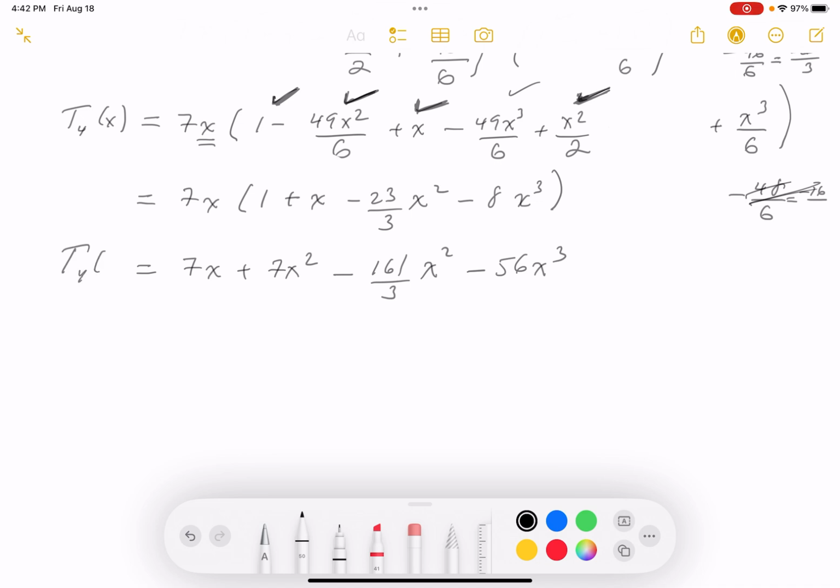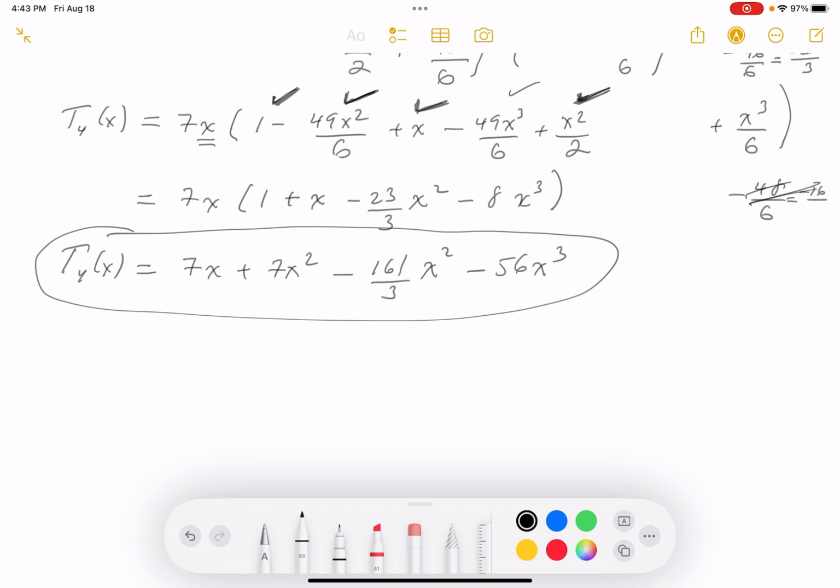All right, I put a circle in this one over here. I'll say that these things are prone to error, by the way, and certainly someone says, what do you mean by that? Hey, it's easy to make a mistake. And what I want to do is look at the answer key now, and see if I matched it. And I look at it. I see 7x plus 7x squared minus 161 over 3 x cubed minus 56x.